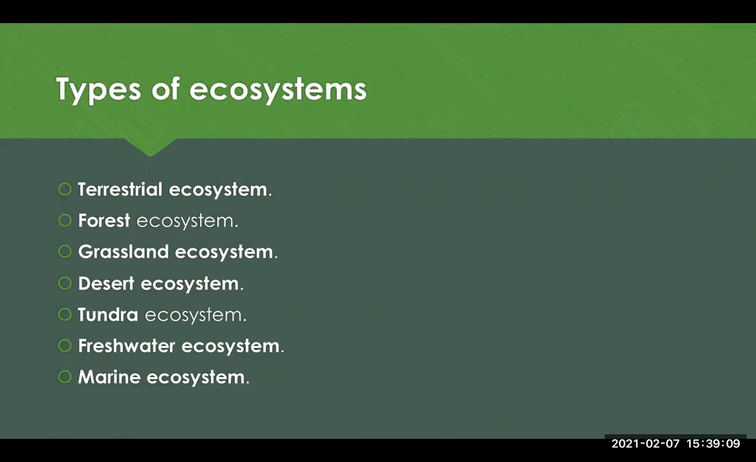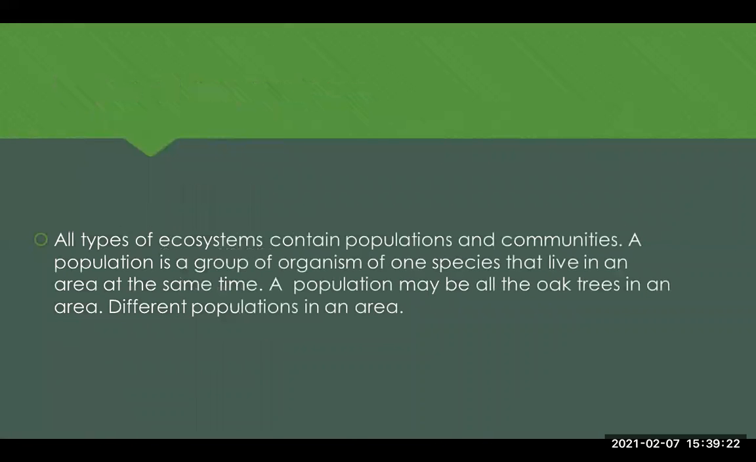Types of ecosystem: terrestrial ecosystem, forest ecosystem, grassland ecosystem, desert ecosystem, tundra ecosystem, freshwater ecosystem, and marine ecosystem. All types of ecosystem contain populations and communities. A population is a group of organisms of one species that live in an area at the same time. A population may be all the oak trees in an area. There are different populations in an area.